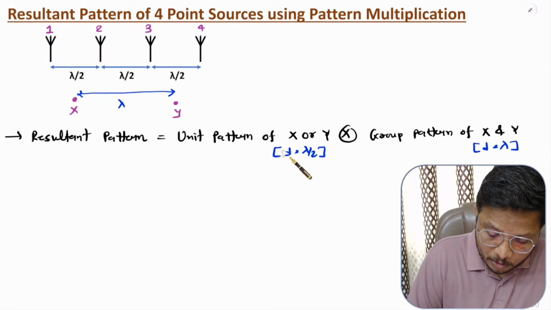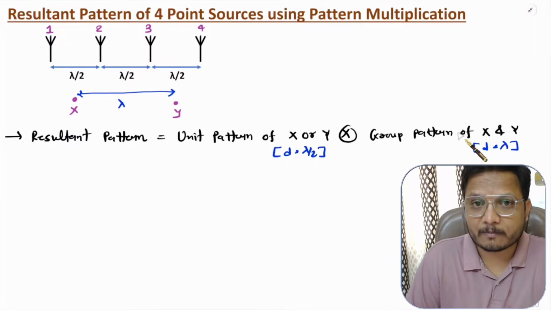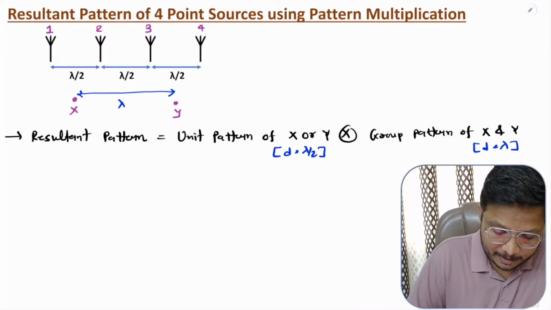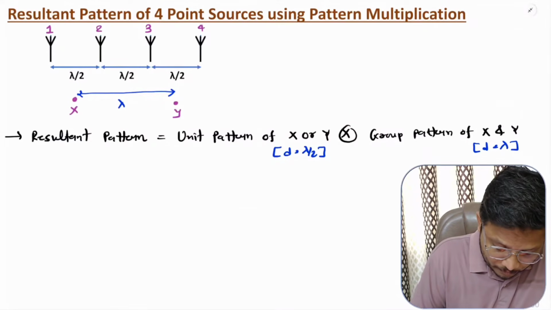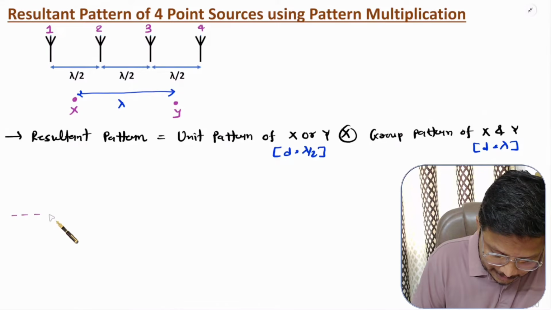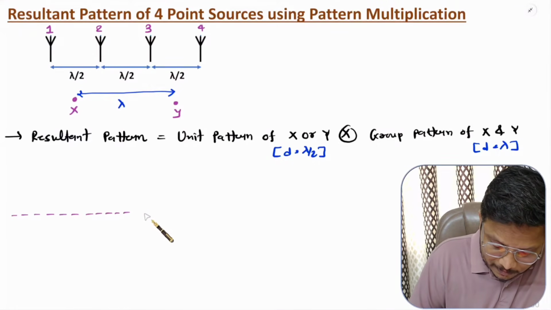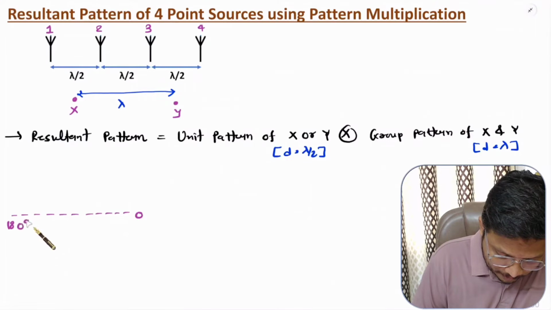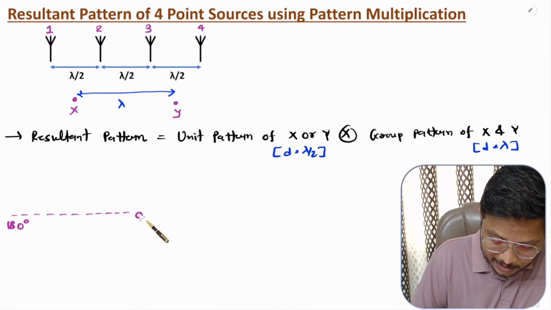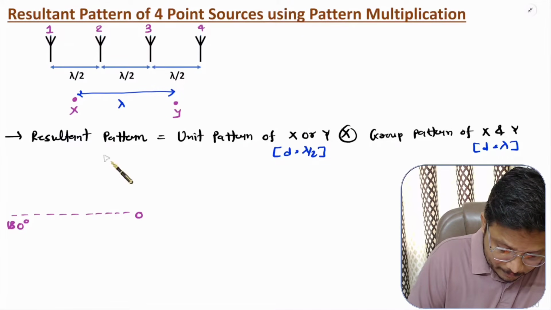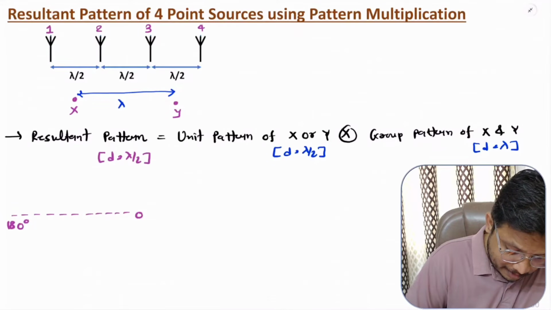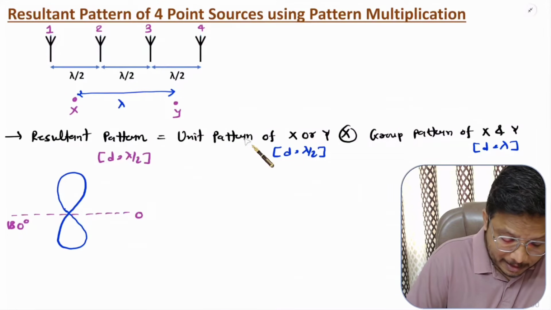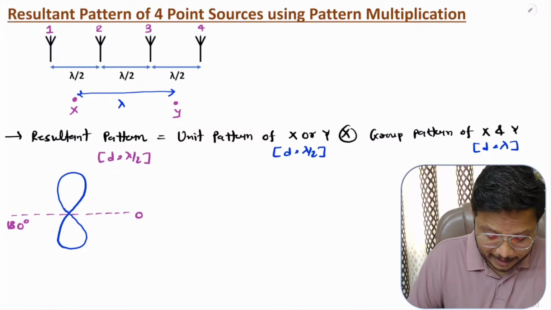Now we need to draw these individual patterns first. After that, I'll explain the multiplication. If you want to draw the unit pattern of spacing lambda by 2, then first of all you should know nulls are there at angle 0 degree and at angle 180 degree. So the null locations are like this, and here spacing D is equal to lambda by 2. So that radiation pattern will appear somewhat like this. That is the unit pattern as per spacing lambda by 2.